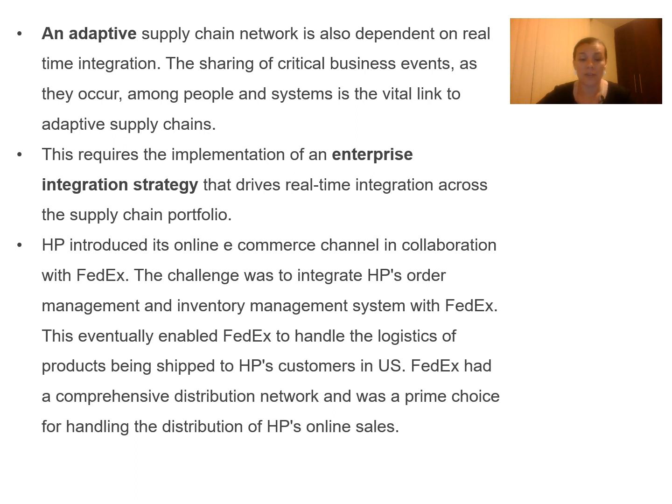This is an example of HP. HP introduced an online e-commerce channel, but in collaboration with FedEx. So at the end, the strength of FedEx in terms of logistics helped HP integrate the order and inventory management through the logistics of FedEx to their clients in the US. It helped HP to be more efficient in terms of their online sales, and also because both companies have strong systems, they can share information in real time. So this is a win-win situation, a very adaptive example of a supply chain.